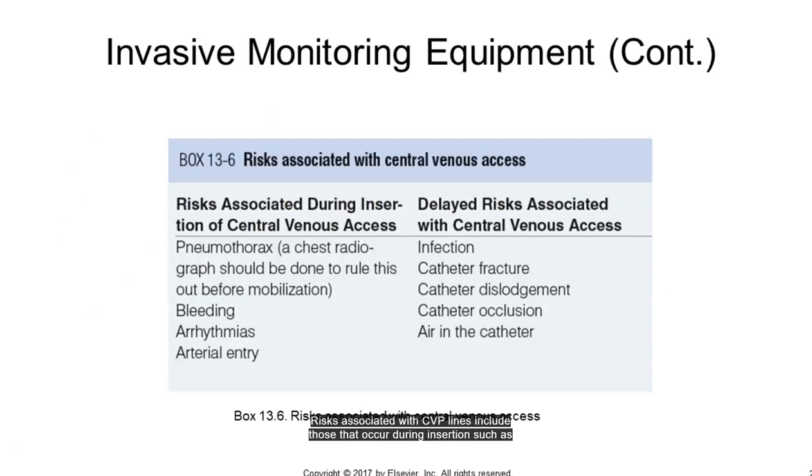Risks associated with CVP lines include those that occur during insertion, such as pneumothorax. The line should always be checked with a chest X-ray after insertion, bleeding, arrhythmias, and entry into the nearby arteries. These risks have been greatly reduced with the use of ultrasound to guide the catheter advancement. Risks after the lines are in place are infection, catheter dislodgement, occlusion or breakage, and very dangerously, induction of air into the venous system, resulting in a potentially life-threatening air emboli.